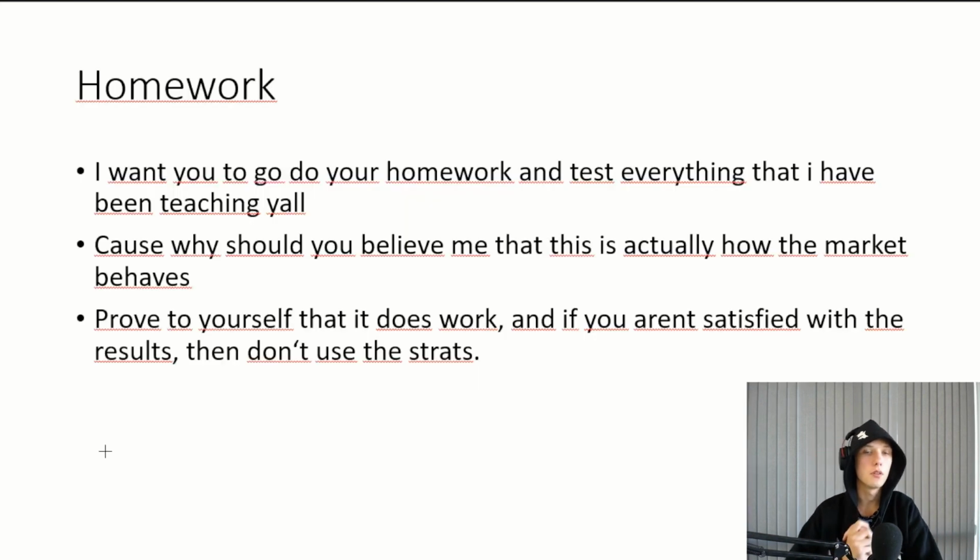I want you to go do your homework, prove to yourself that this strategy works for you. If it doesn't, then it doesn't. If it does, then good, master it, be the best at it, be the god of it. Just do what you need to do to prove to yourself that this actually works. Go to the charts and prove to you and prove to me that this works, and prove to me also that it doesn't work. Show yourself how to do it.